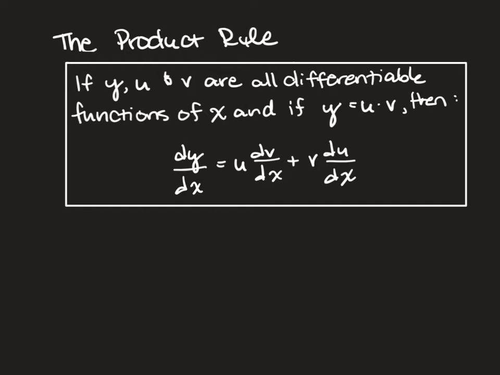Okay, so let's talk about the product rule. The product rule is for when you have two functions that are multiplying together, but you can't really simplify them. Let's get into it.